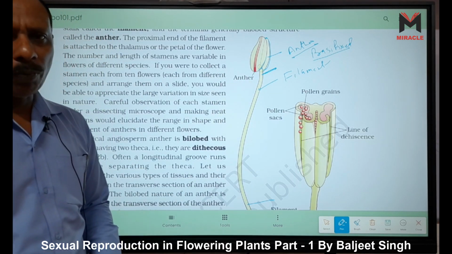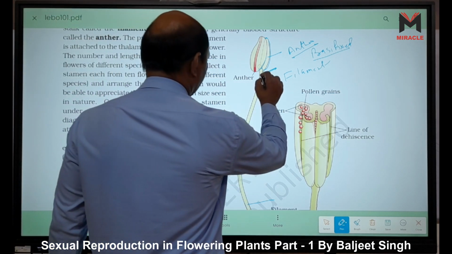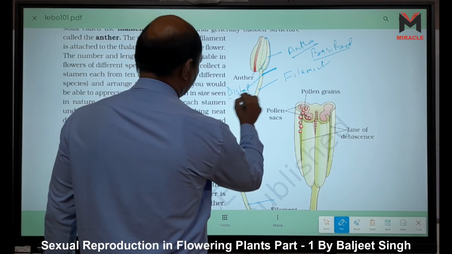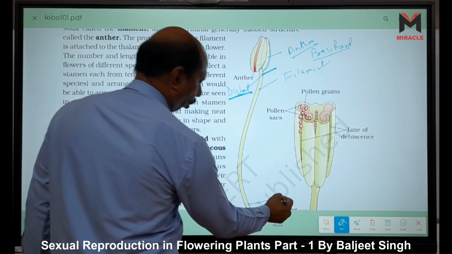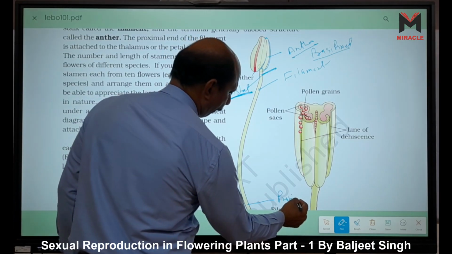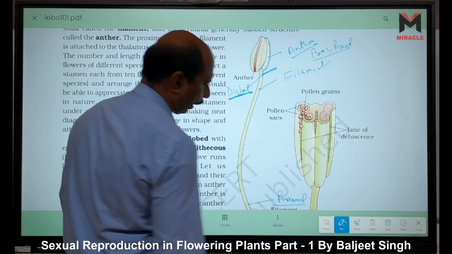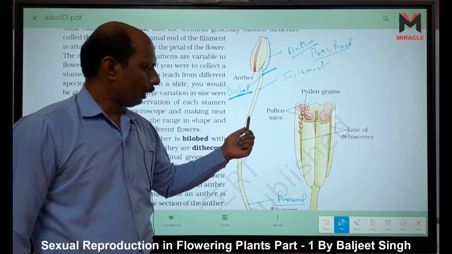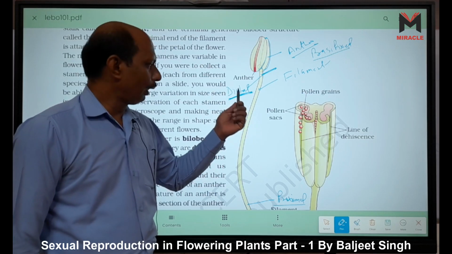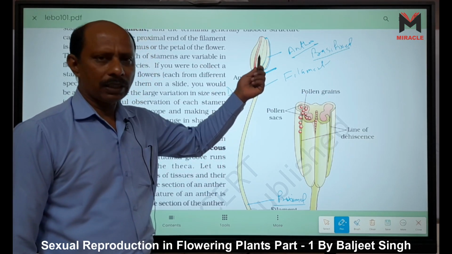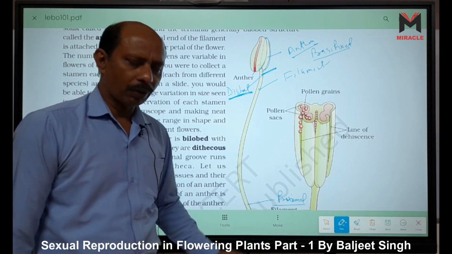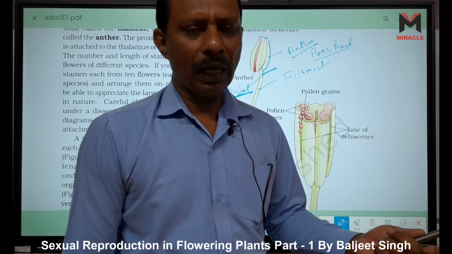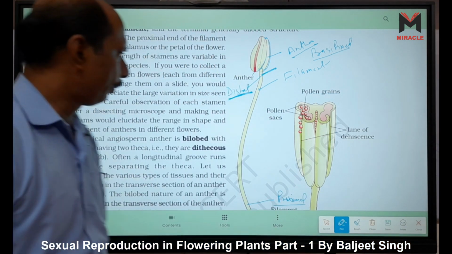Now here, which one is the proximal and which one is the distal end? This end is called the distal end, right? And this one is called the proximal end, right? So the distal end of the filament is attached with the anther, and the proximal end of the filament is attached with either the thalamus, or if it is epipetalous, with the petals, right?